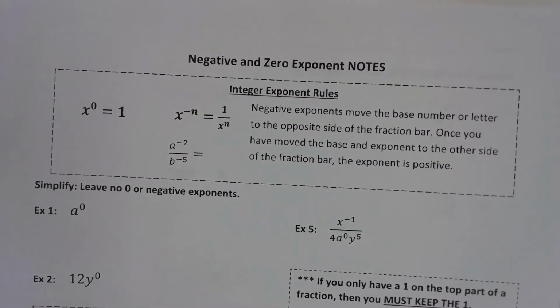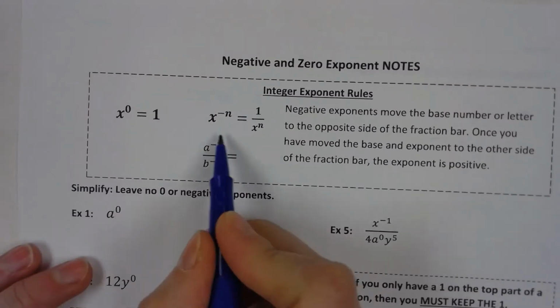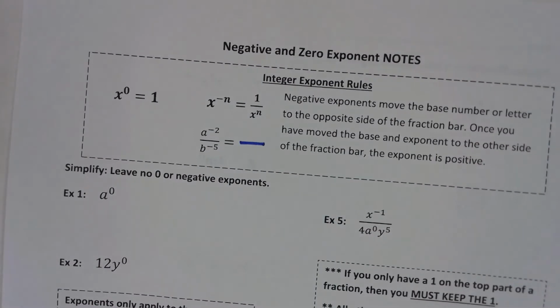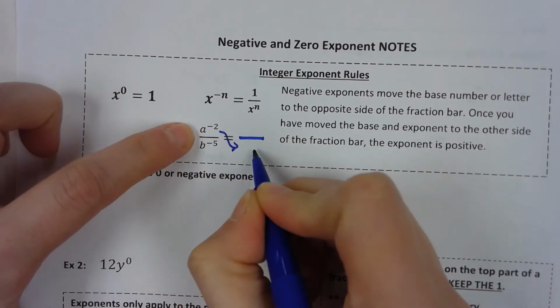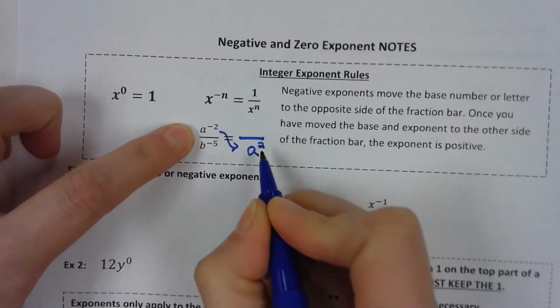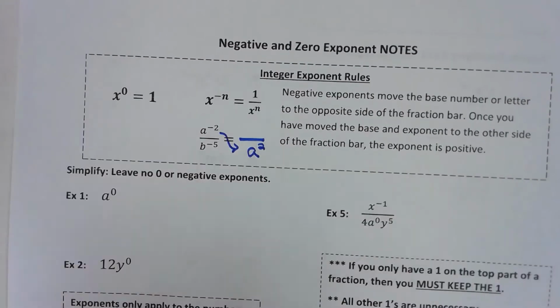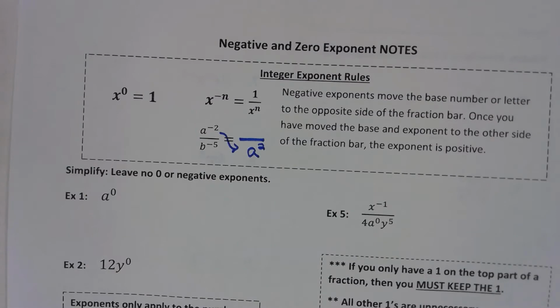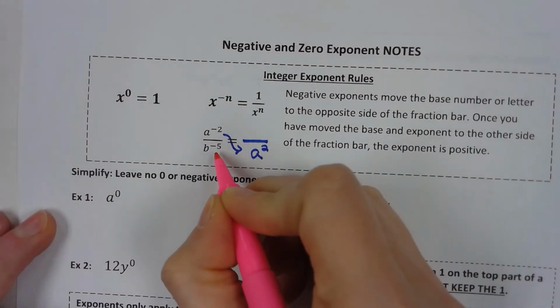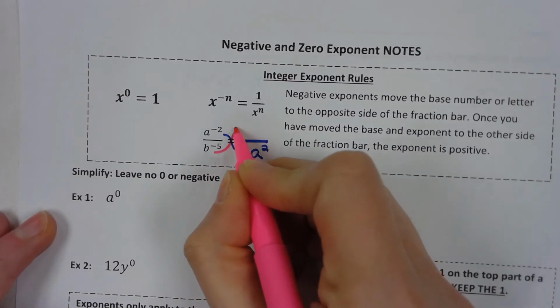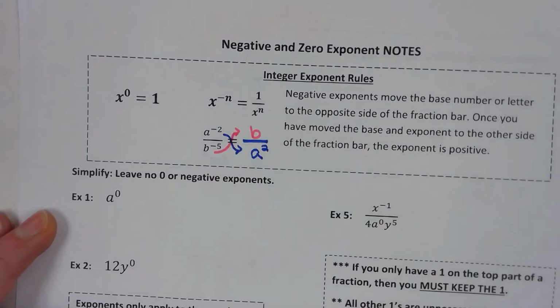Now, negative exponents: what they do is they change sides of the fraction bar and then they become positive. So for example, let me draw a new fraction bar. This a is negative on the top part of the fraction. I would move it down to the bottom, so I take the base and the exponent, but now the exponent is positive. The same thing happens if you've got a negative exponent on the bottom part of your fraction, like b to the negative 5 power. In order to make it positive, I would have to move it up so it changes sides of the fraction bar, and then it becomes a positive 5.